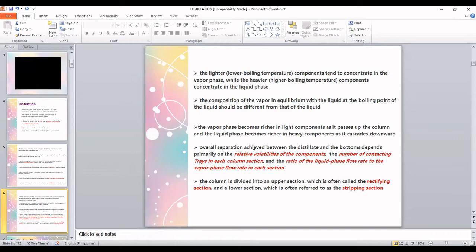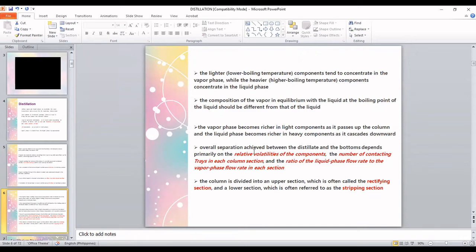Now, take note of this, it is very important. The composition of the vapor in equilibrium with the liquid at the boiling point of the liquid should be different from that of the liquid. Take the composition of the vapor that is in equilibrium with the liquid at the boiling point of that same liquid, it should be different from that of the liquid. Now, the vapor phase becomes richer in light components as it passes up the column, and the liquid phase becomes richer in heavier components as it cascades downward.